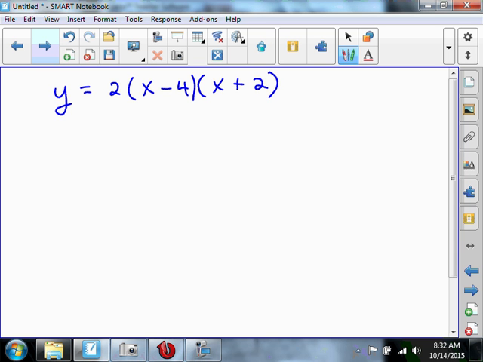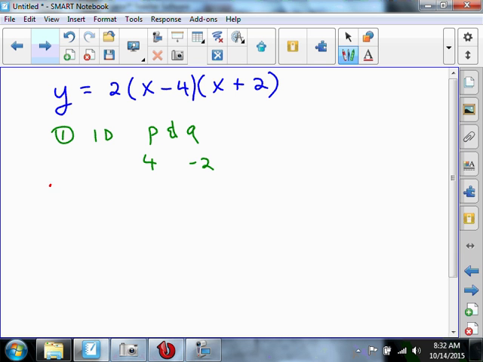Some people like algorithms, step-by-step procedures. First step, what's the first step to find P and Q here? Or, I gave it away. What's the first step to find H here? Identify P and Q. Okay, so what are P and Q? P is 4 and Q is -2.